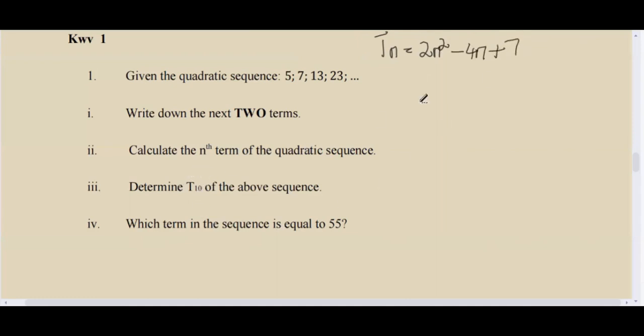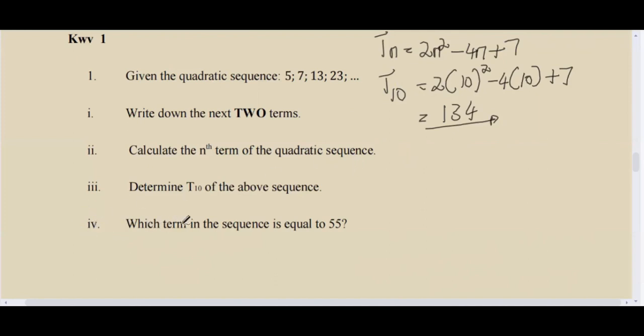They're looking for T10. So basically what you just do here is say T10, and then where there's n, you just substitute that 10. That is 2, and then in bracket 10 squared minus 4, and then here you put your 10, and then plus 7, right? Then let's punch that in our calculator. That's 2 bracket 10 squared minus 4 bracket 10, and then plus 7, right? So that is going to give us 134, right? So that's your value for term number 10, right?